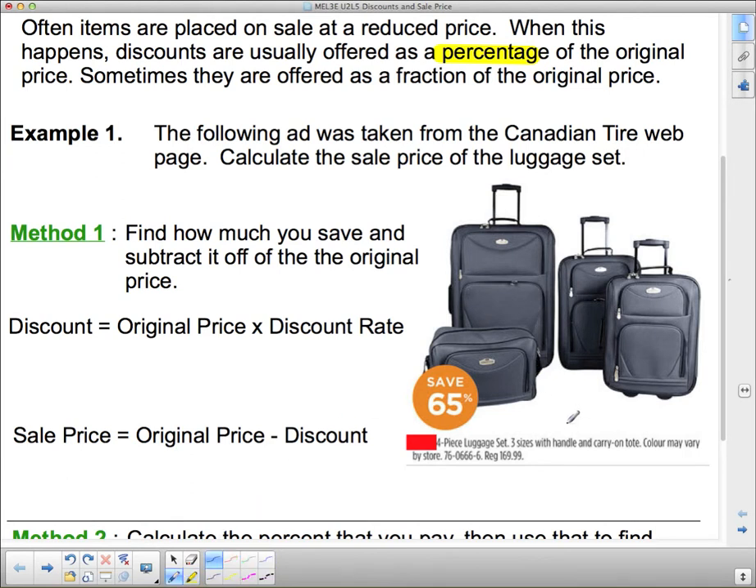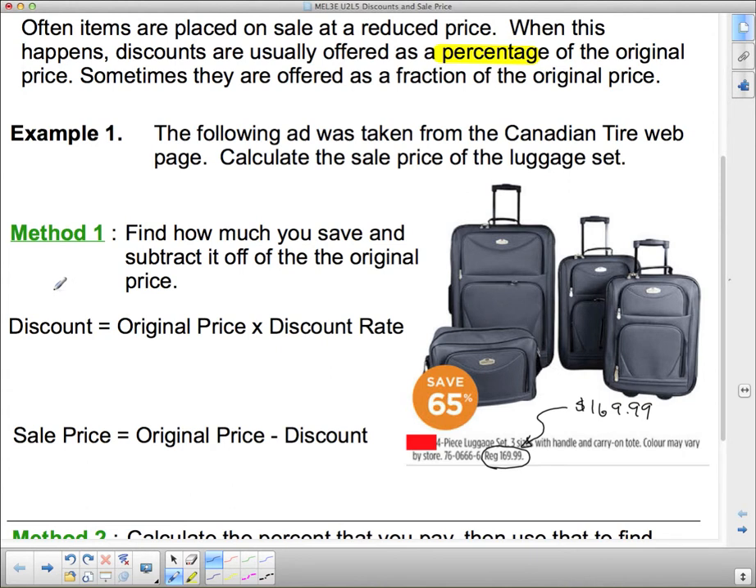Now let's take a look at the ad. Here it says regular $169.99. So that is the original price. $169.99 is the original price for all this luggage. And we're going to get a 65% discount. So we're going to do this in two different ways. Our first method is to find how much you save and subtract it off the original price.